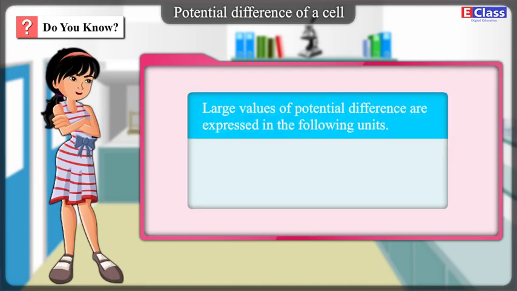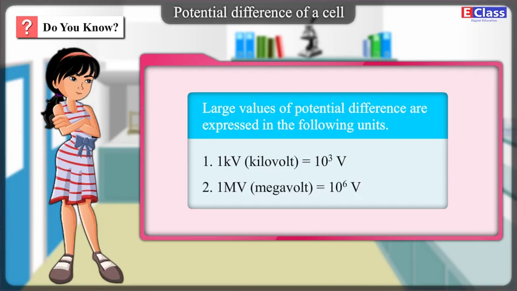Large values of potential difference are expressed in the following units. 1. 1 kV, kilovolt, is equal to 10 raised to 3 V. 2. 1 MV, megavolt, is equal to 10 raised to 6 V.